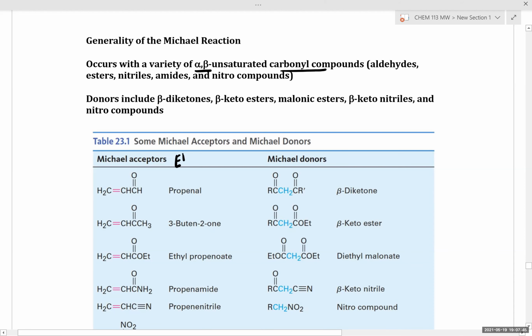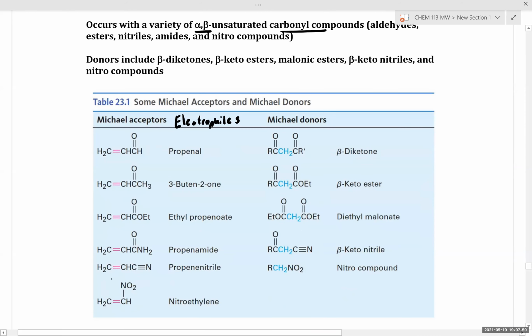So your Michael acceptors are your electrophiles. These are your alpha beta unsaturated ketones, aldehydes, esters, amides, nitriles, and even nitro groups, which can be thought of as enolate equivalents. While your Michael donors serve as your nucleophiles. These are your beta diketones, beta ketoesters, malonates, beta ketonitriles, and even just lone nitro compounds. Because the nitro compounds have highly acidic alpha protons, it's easier for you to generate an enolate.